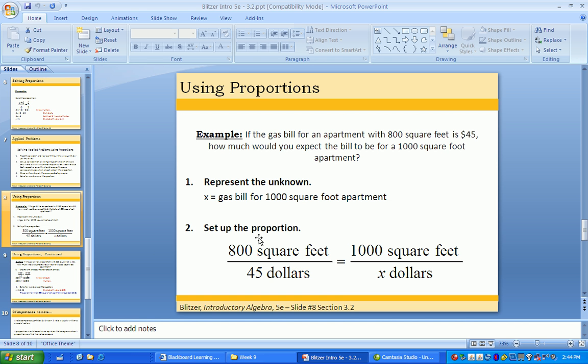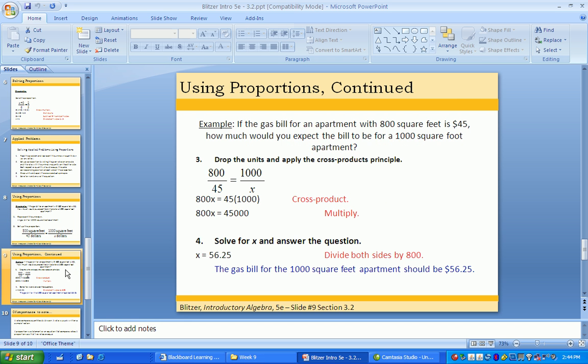We know how to solve for x. We use the cross product principle, and we end up getting 800 times x is equal to 45,000. Then we divide by 800 on both sides, and x is equal to 56.25.